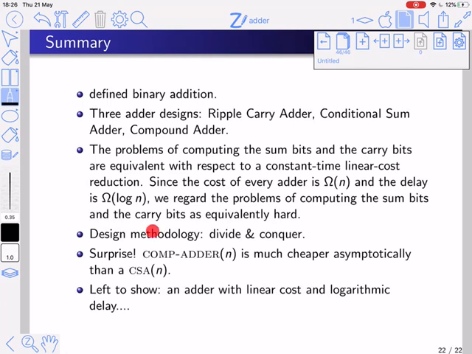The main design methodology that we use today is divide and conquer. We are somewhat surprised by the fact that the compound adder turns out to be cheaper asymptotically than the conditional sum adders. And of course, we're left to show an adder that has both linear cost and logarithmic delay, but this is beyond the scope of this course.